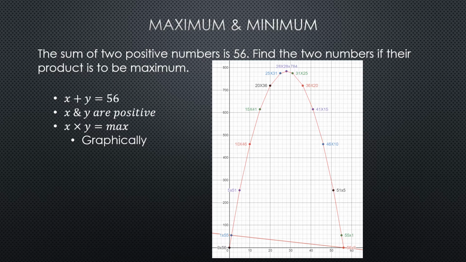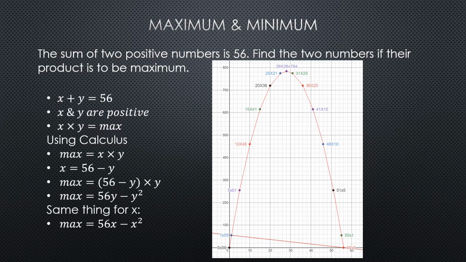You can see if you've got 5 and 51, then we've got 10 and 46, and it's basically like a parabola shape, and at the tippy top it looks like 28 times 28 ends up being our max, and that is equal to 784.